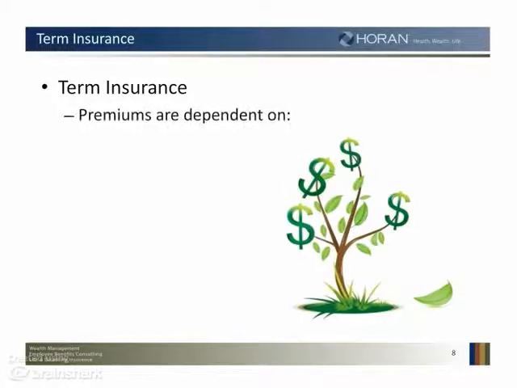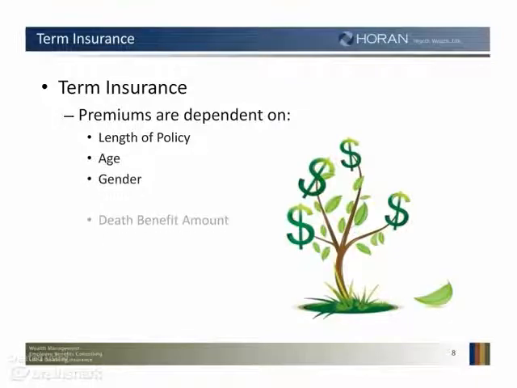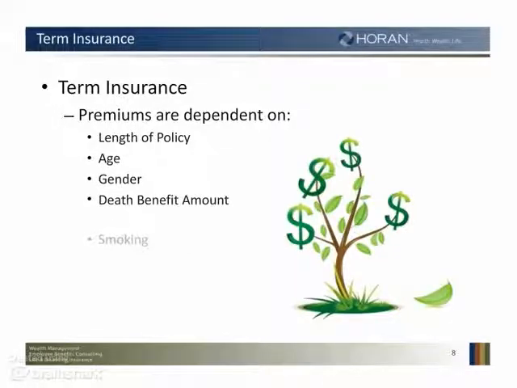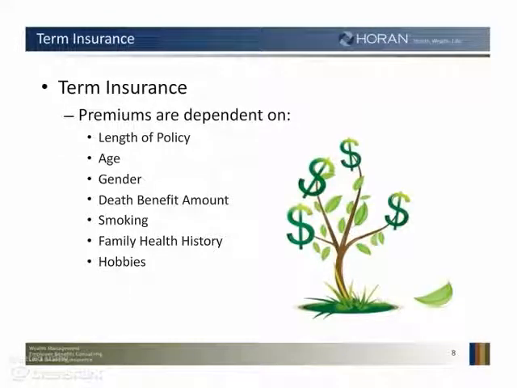The premiums on term insurance are determined by the likelihood of your death during the term. Factors include the length of the policy, age, gender, the death benefit amount, smoking habits, your family health history, and whether you have dangerous hobbies like skydiving. It is very important that you be completely honest when filling out the life insurance application. Any inaccuracies uncovered by the insurance company could result in the elimination of your insurance benefits.